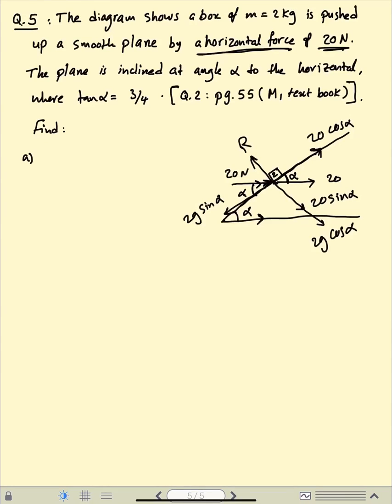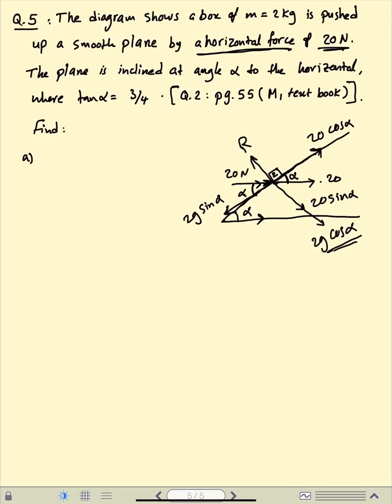So this is the adjacent, so it's 20 cosine of the angle. And this one is the opposite, so it's 20 sine of the angle. And we have the components of the weight: 2g cosine alpha like always, and 2g sine alpha.